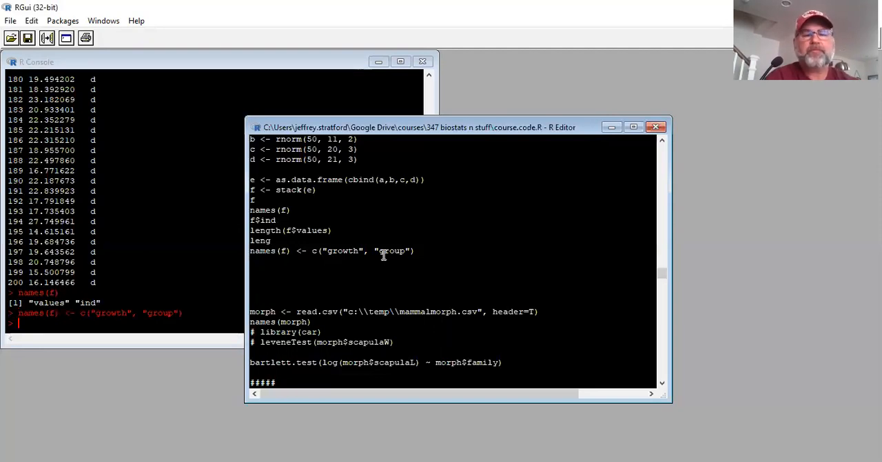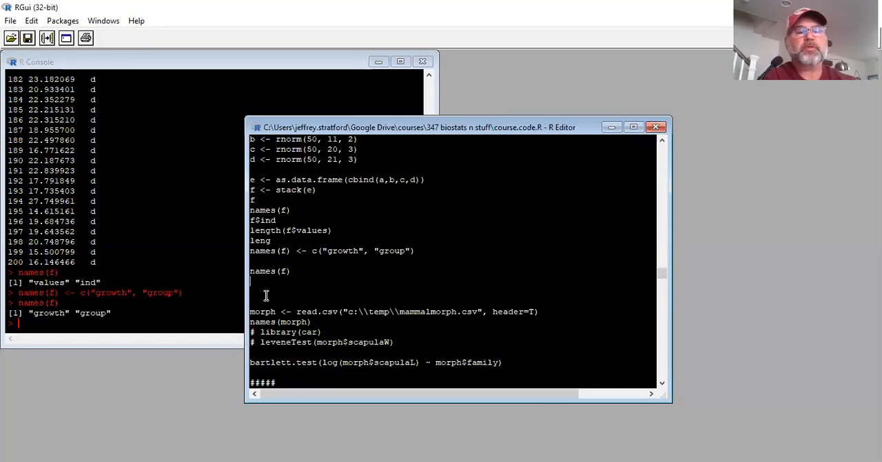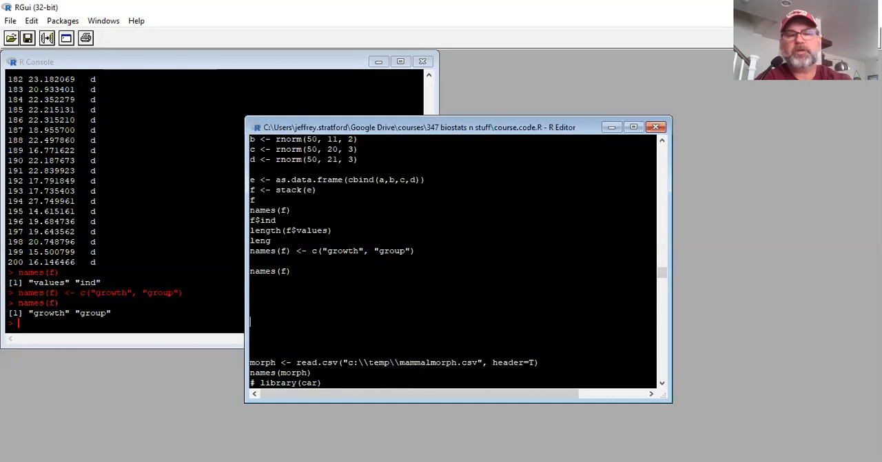So the way to do that is with names, and our data set that we stacked was called F, so names F, and then the new names here, growth and group. So now if we put in names F, I hope that changes to growth and group. You can see that down below. So we're good to go. Now we have a data set we can mess with.